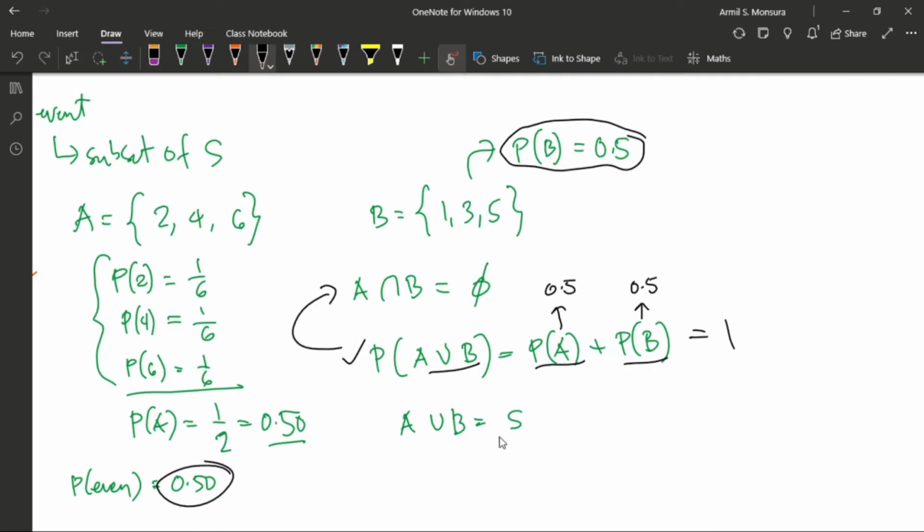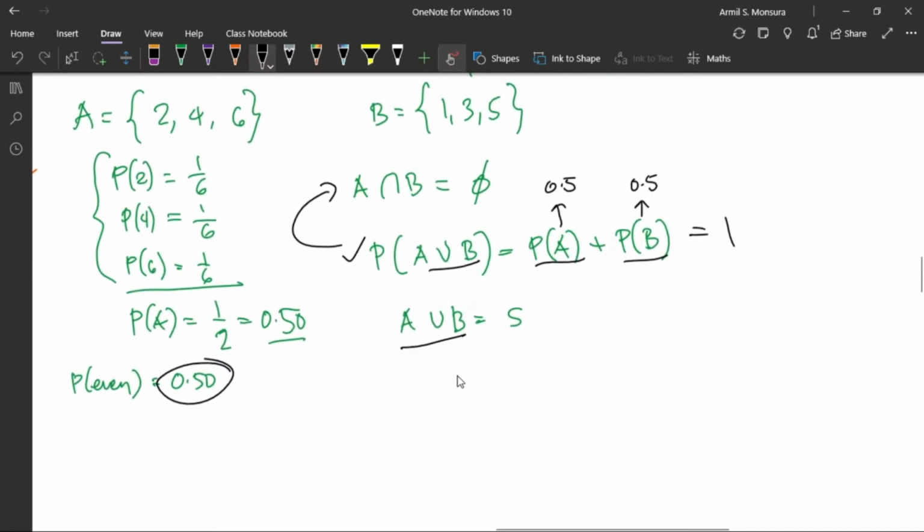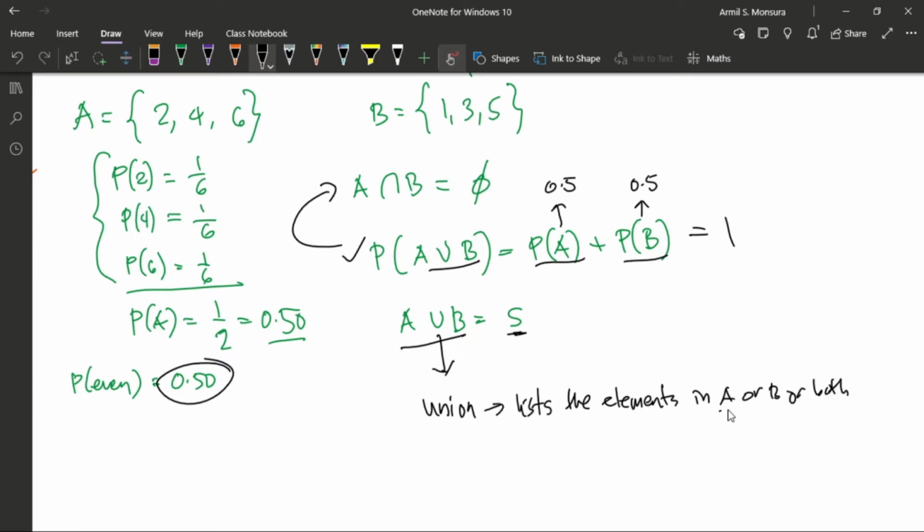Now, again, I would like you to take note that the union of events A and B is actually the sample space S. Again, pag sinabi nyo namang union, it lists the elements in A or B or both. So, yung elements ng A saka yung elements ng B at saka kung merong common sa kanilang dalawa, ililista natin sa isang set kapag kinuha natin yung union ng set A at saka ng set B.